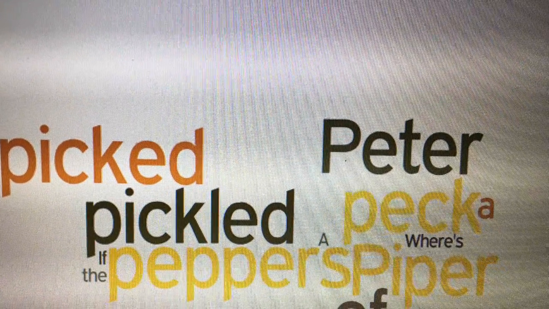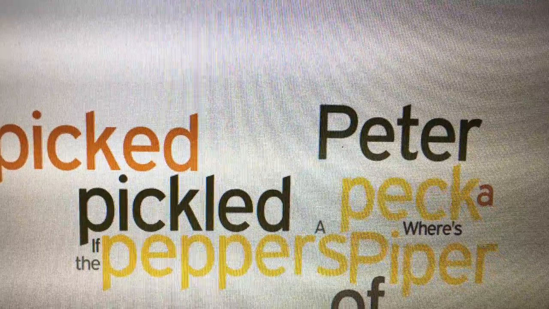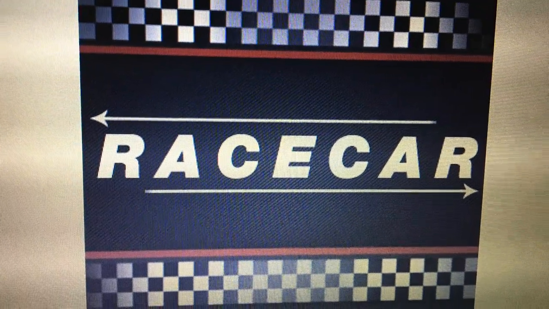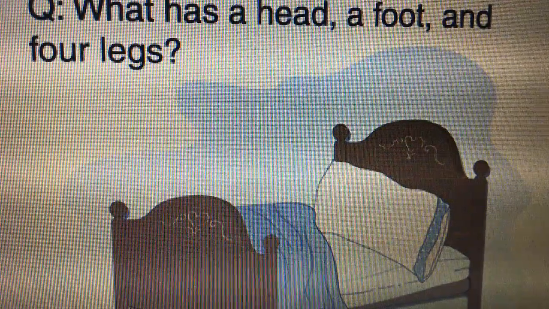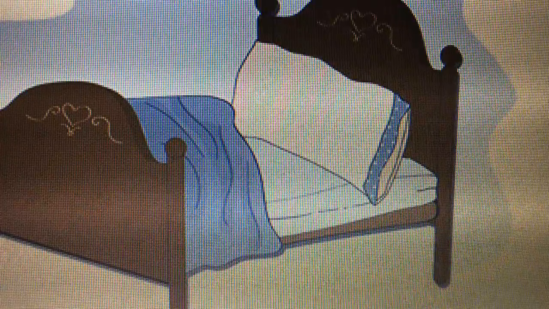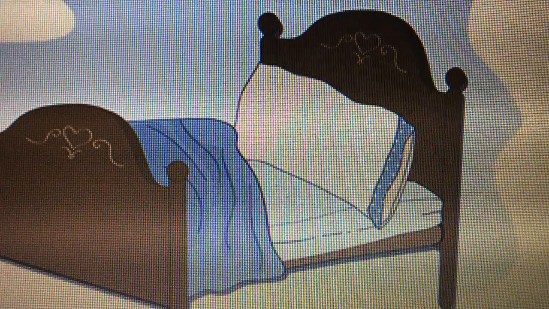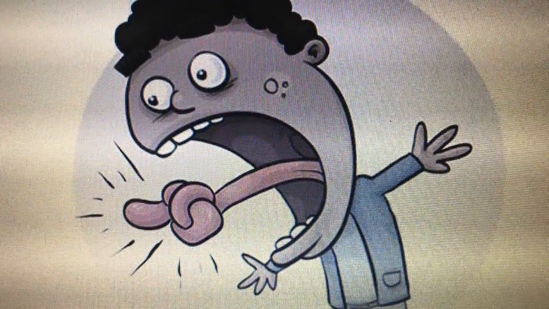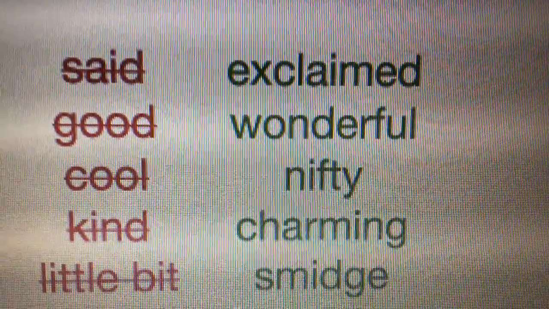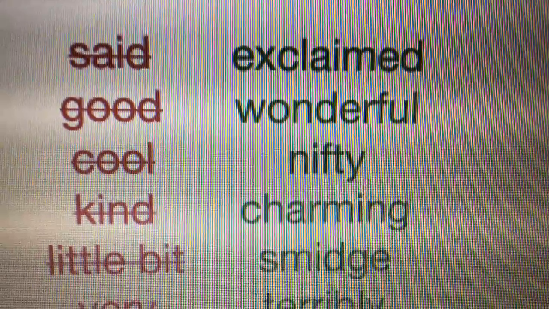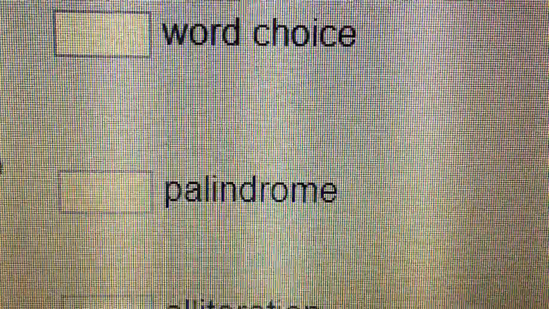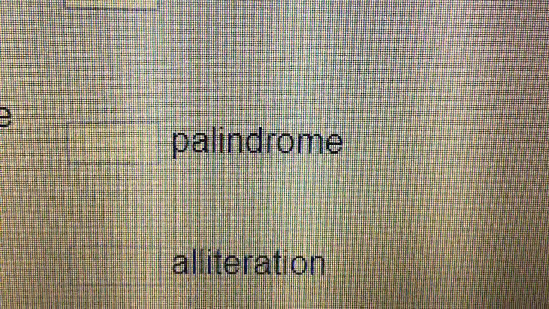Alliteration, repeating the same sound at the beginning of more than one word, is called an alliteration. A palindrome is a word or phrase that reads the same backward as forward, such as race car and never odd or even. Riddle: what has a head, a foot, and four legs? A bed. A riddle is like a word puzzle for you to solve. A tongue twister is hard to say because of repeating consonant sounds. And word choice is the author's word choice that can make the writing vivid and interesting for the reader. These are our vocabulary words.